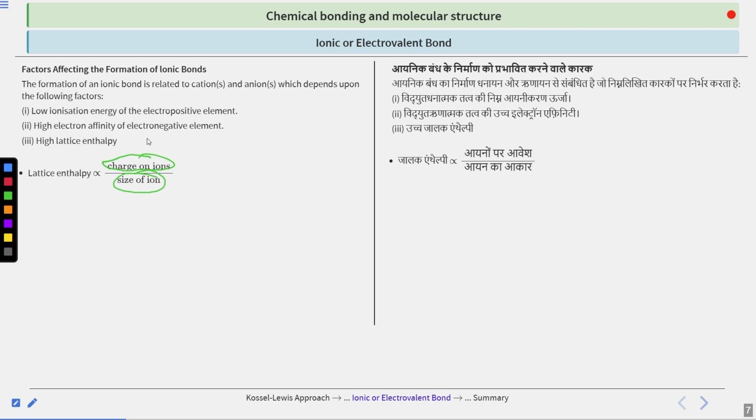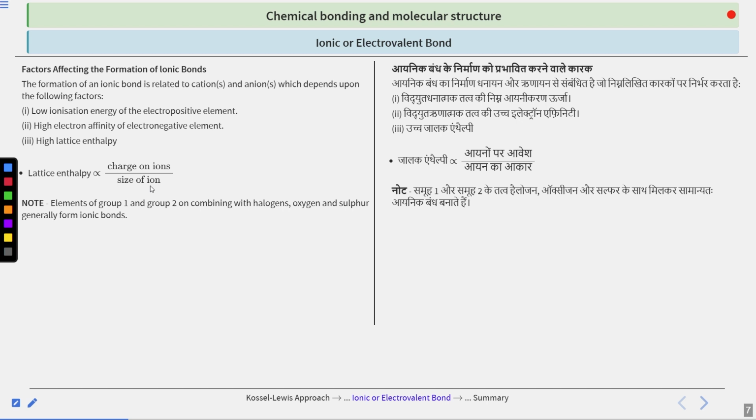And if the size is large, that would result in an inverse relationship with the lattice enthalpy, because the electrostatic force is inversely proportional to the distance. So as size increases, the distance will also increase. So this is a direct effect on the electrostatic force. Okay. So if you take the elements of group 1 and group 2, they combine with halogen, oxygen and sulfur to form ionic compounds.